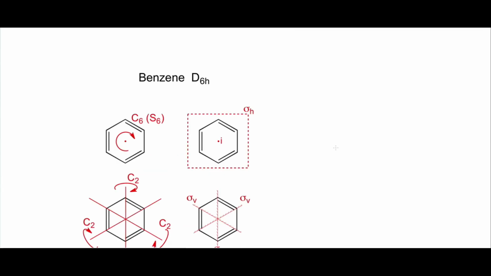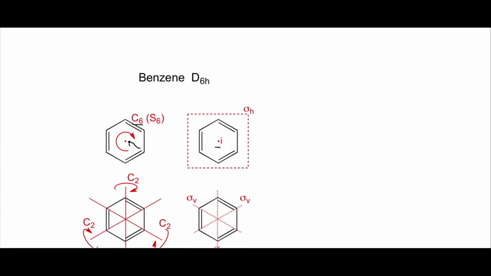And so this is just looking at some of these operations again. This is looking at that six-sided figure again. So we have the C6. We have our principal axis sticking in and out of the paper. So we have this sigma H, which is just reflecting the top and bottom.